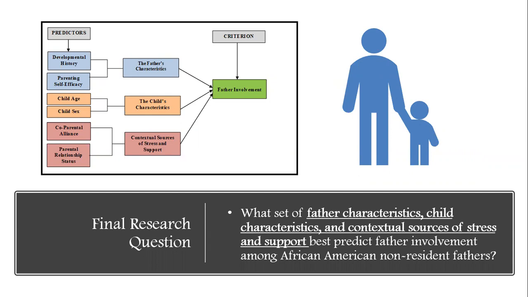So you see the question says, what set of father characteristics, child characteristics, and contextual sources of stress and support best predict father involvement among African-American non-resident fathers? So you see that the question that I'm asking is in terms of the theoretical framework that I'm employing, right? So we take the theoretical framework and we take the elements from the framework and we infuse those elements into our question, and that influences the questions that we ask. Okay, so this is just one example of how theory can influence the research process.